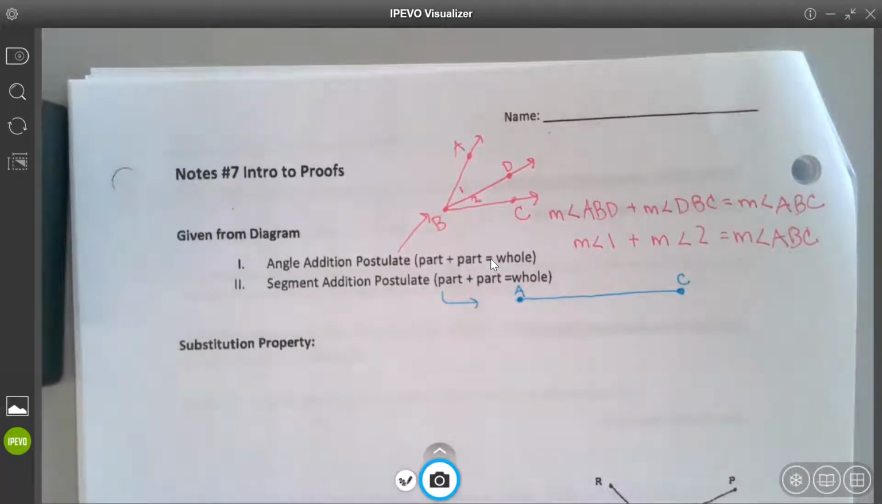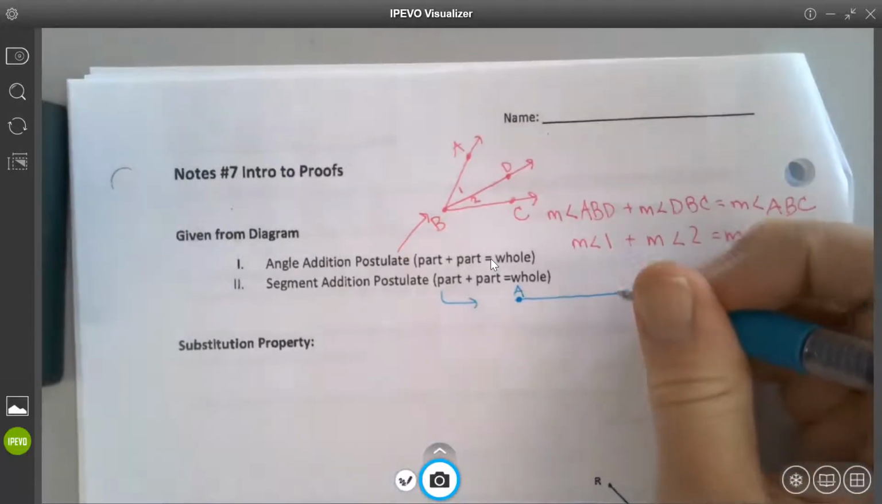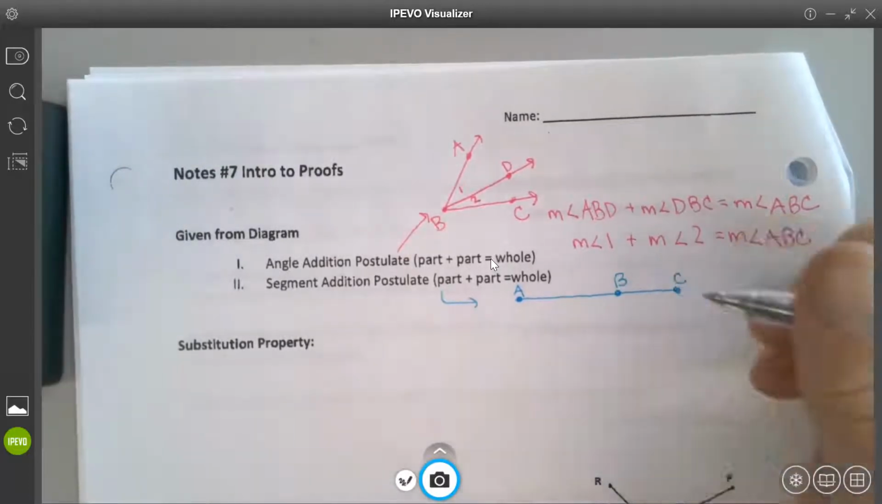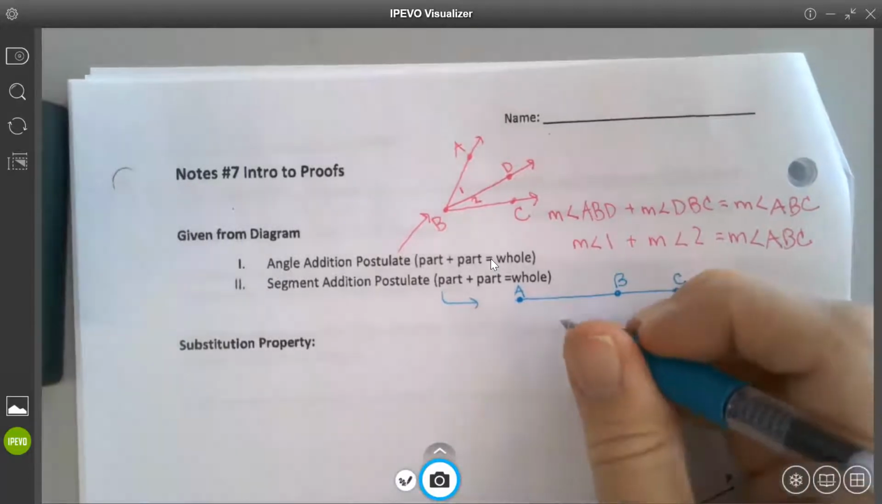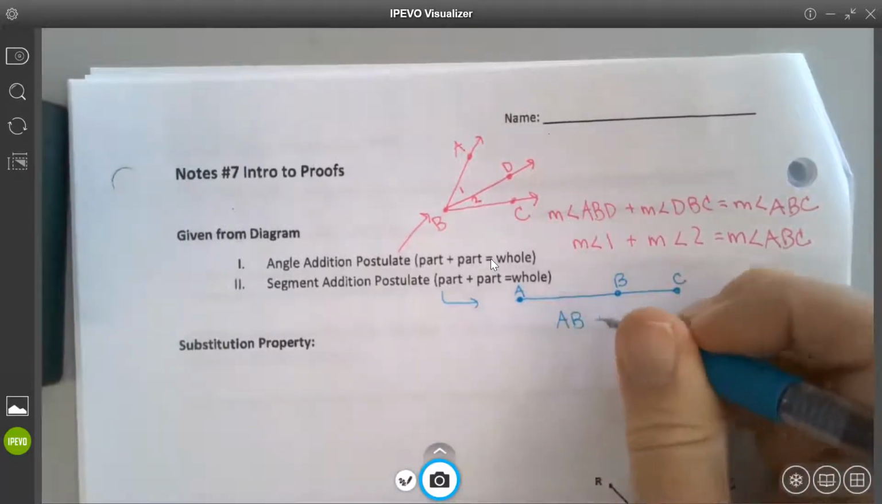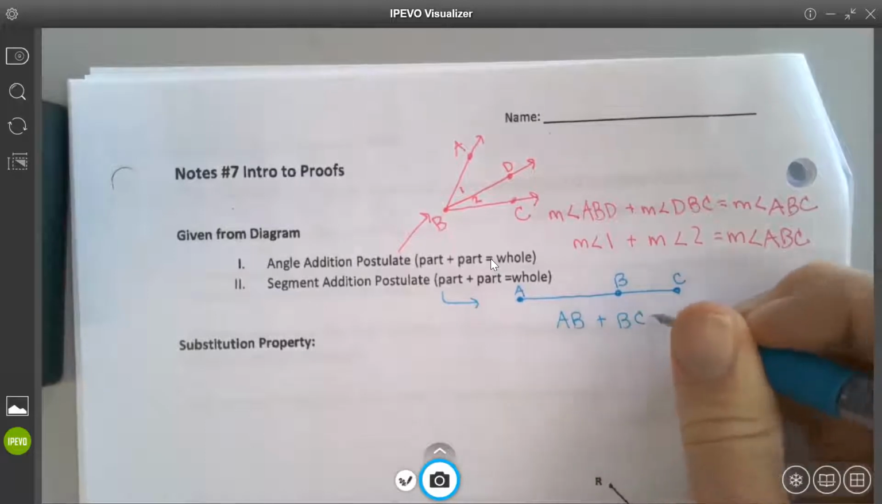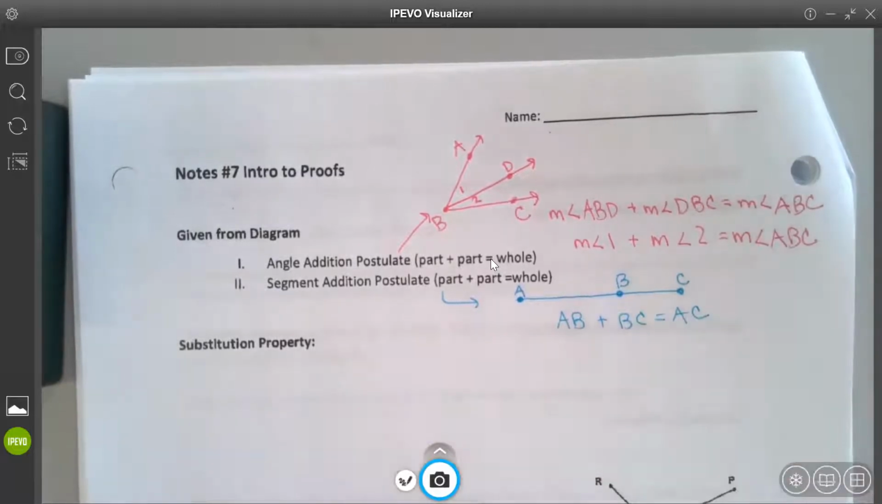So now I have a segment AC, and maybe between A and C somewhere, I have a point B. Well, if I'm given a diagram like this, then I could also write an equation like AB plus BC equals AC, segment addition, that a part plus a part equals a whole.